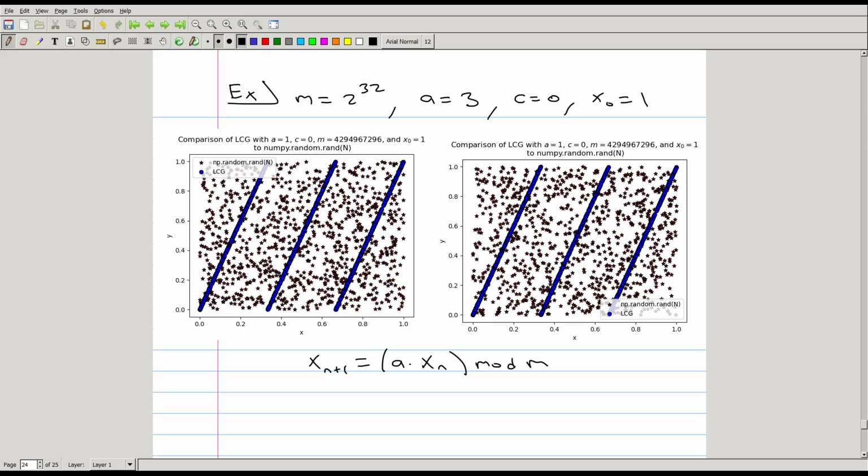Also, I increased the number of points here to be 1,000. So the n here, the maximum value of n, is 1,000. So you can clearly see that these values of a, c, and x naught are clearly not working.